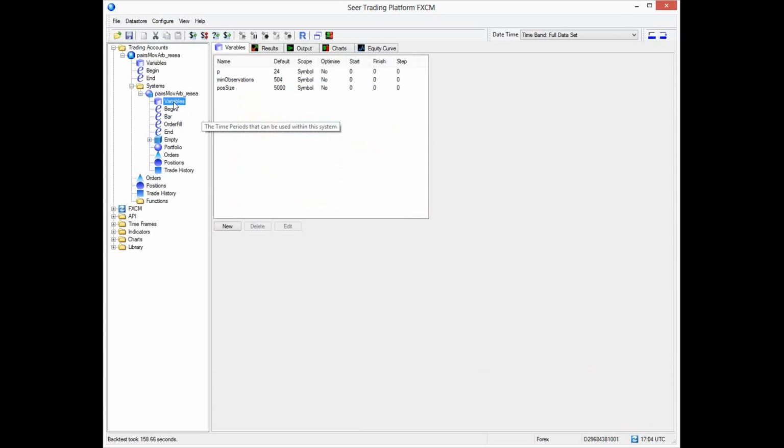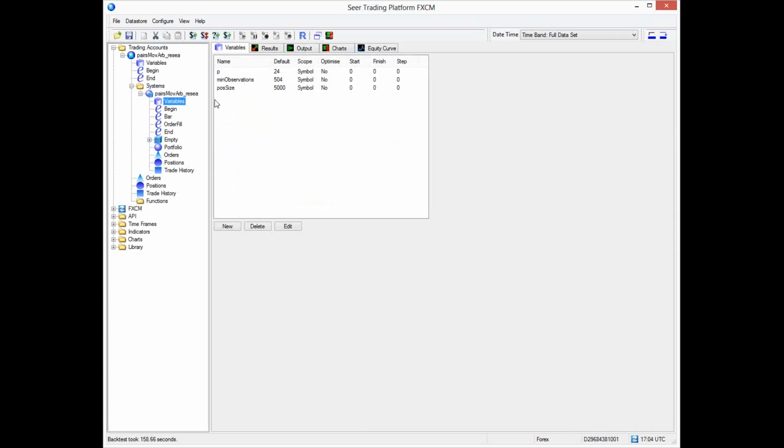I've defined a few variables in my system. I use a P, that's a period of 24, min observations of 504, that's about a month, and position size of 5,000. I'll describe each of these variables and how I use them later.